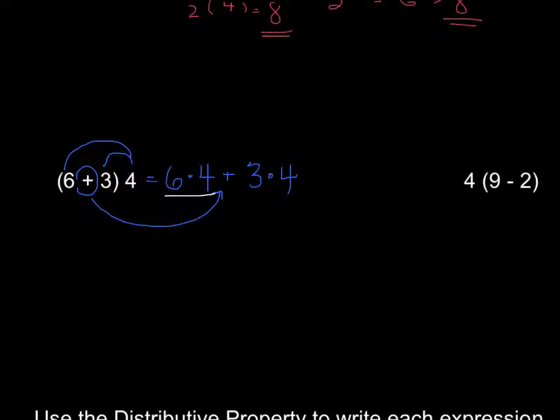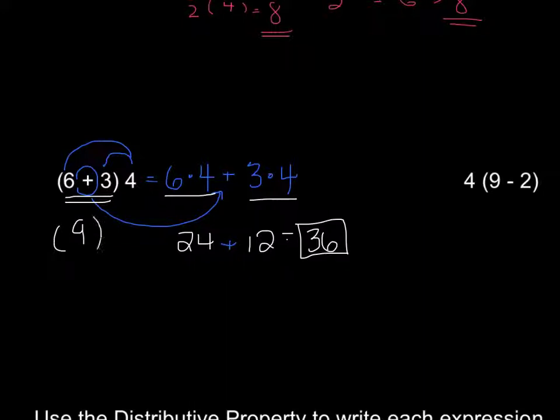So now we can do the math. 6 times 4 is 24 plus 3 times 4 is 12. So our answer to this is 36. Let's check our work and see if that's correct. We can go back to our original expression and say 6 plus 3, that is 9, and that quantity times 4 is 36. So these are equivalent expressions.